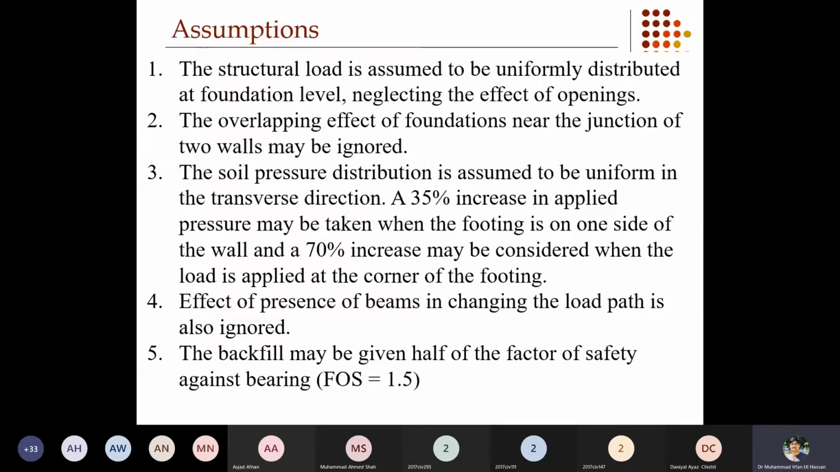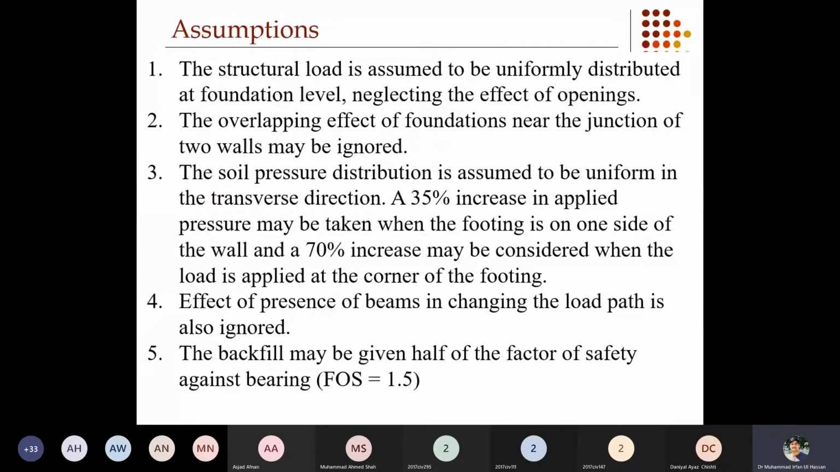Basically, we have to assume certain things: that the load is transferred as a UDL at the foundation level, and we are ignoring the effect of openings also. We are taking that as a full load. Similarly, overlapping is possible when two walls meet perpendicular to each other or at any angle or at a corner. That overlapping effect is ignored.